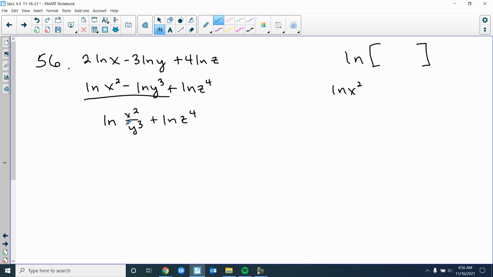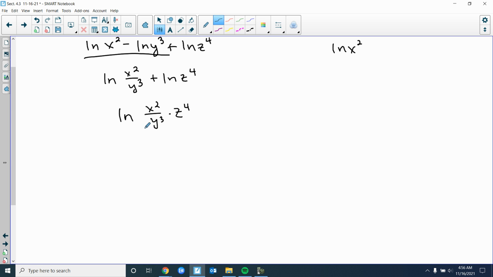So now you get the natural log of this fraction plus the natural log of this one, which means you multiply those two together. So the natural log of x squared over y cubed times z to the 4th. Now I want you to write it in the simplest form. Some people will make mistakes and not quite understand what's going on here. You have to take it down to a single numerator and a single denominator in a fraction. This is going to be the natural log of x squared z to the 4th over y cubed. That is your correct answer.